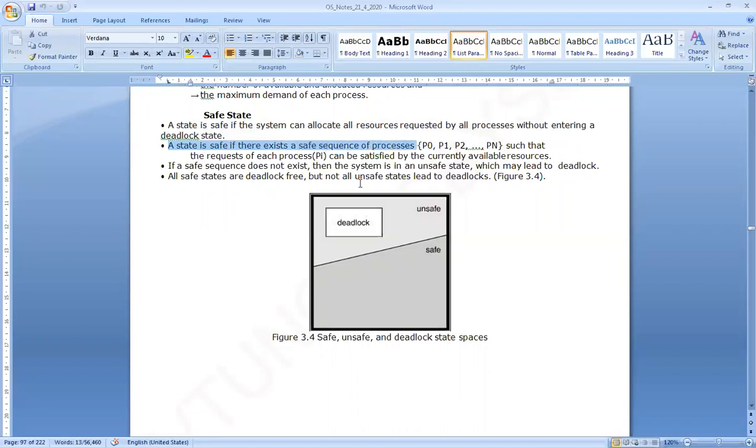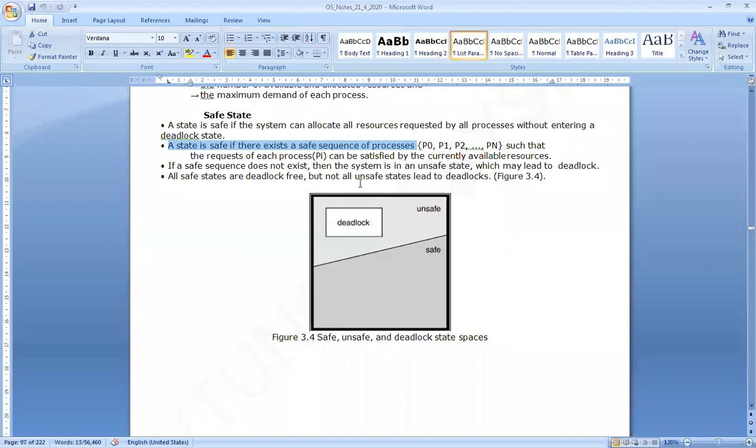Then a state is safe if there exists a safe sequence of processes. When can we say it is a safe sequence? If I want to execute processes P0, P1, P2 up to Pn, I should get all the resources for the execution of P0, P1, P2, and Pn. If I am able to provide all the resources requested by P0, P1, P2 and Pn, then we can say it is a safe sequence.